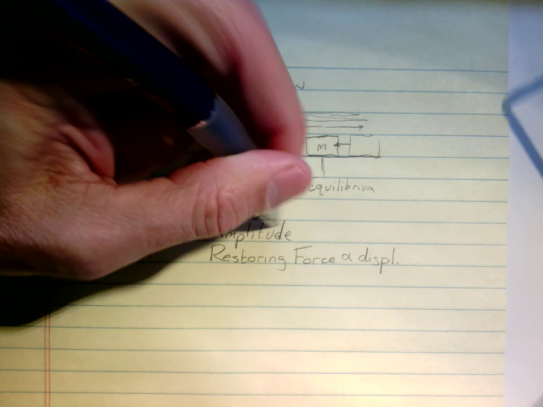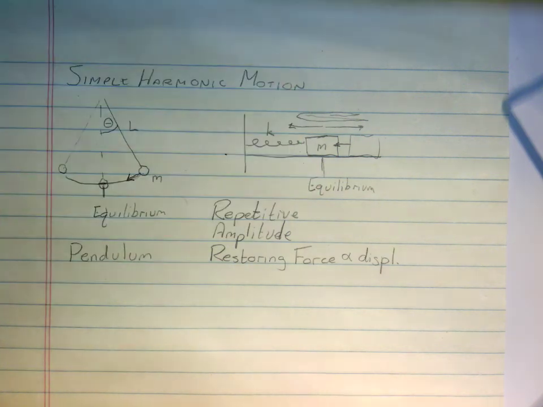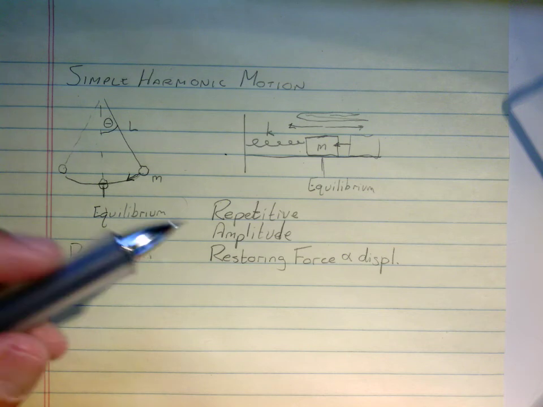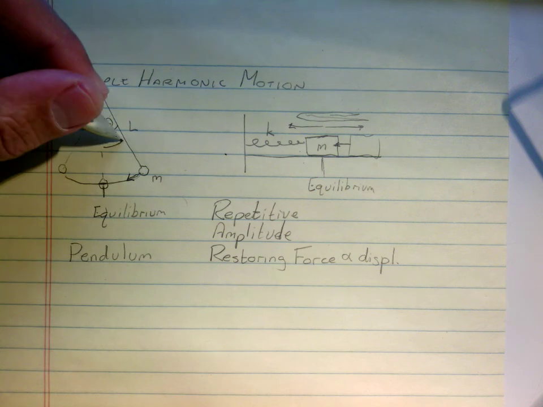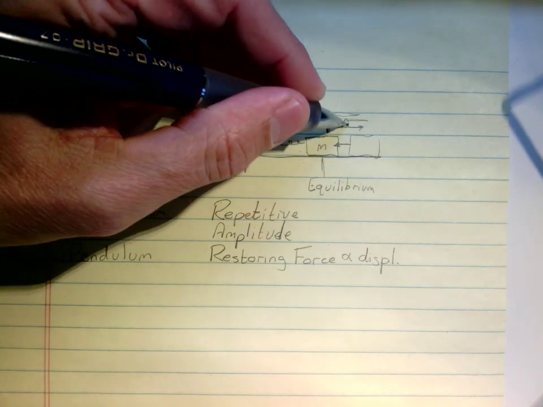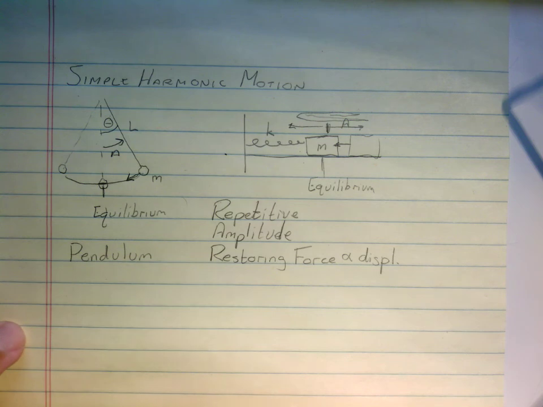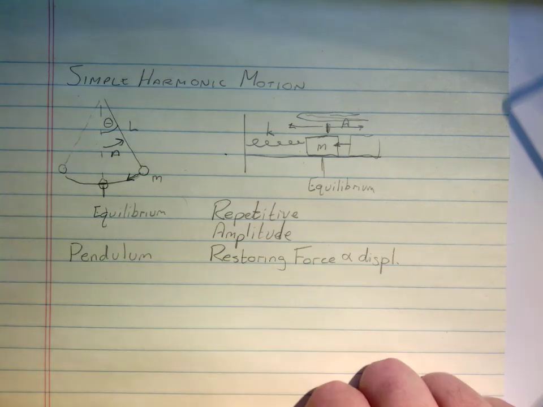We're going to see that this repetitive motion can be characterized with a sinusoid, with a sine or cosine curve. It has an amplitude. That's the biggest displacement. That's the amplitude there, the farthest place it goes this way. And it has a restoring force that's proportional to the displacement.